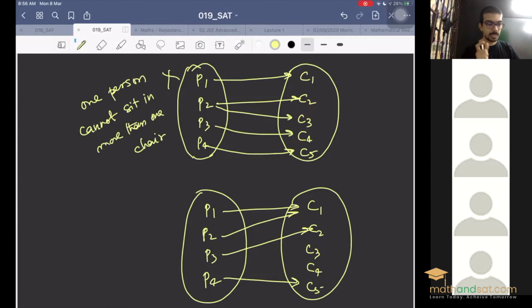No, look at our conditions. Our conditions were that every element in the first set should be paired with one element here, and it should be paired with exactly one element. So that condition is being satisfied. P1 has a pair, and only one pair. P2 has a pair, and only one pair. P3 has a pair, and only one pair. P4 has a pair, and only one pair. So it is okay. In this chair and person analogy, sharing a seat is okay. Sharing a chair is okay.